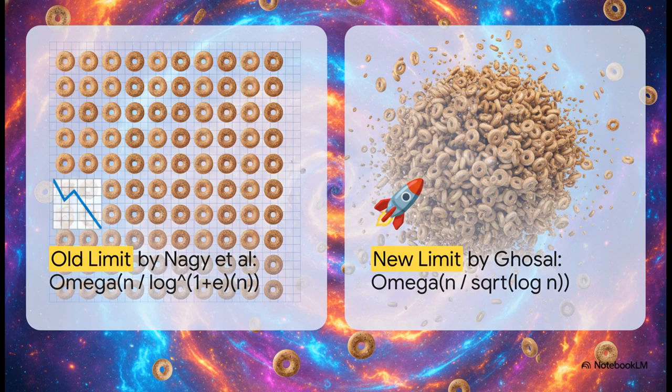But Anubhav Gosal's recent paper? It completely shattered this. His new limit is Ω(n / √(log n)). Now, I know that just sounds like a bunch of math jargon, but in the world of asymptotic geometry, dropping that exponent down to a square root is an absolutely massive, tangible breakthrough. He bridged a huge gap. But how exactly did he do it?